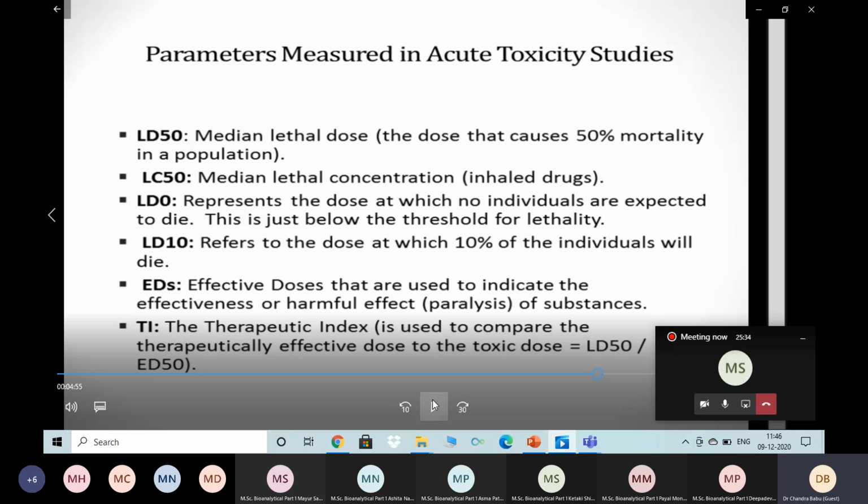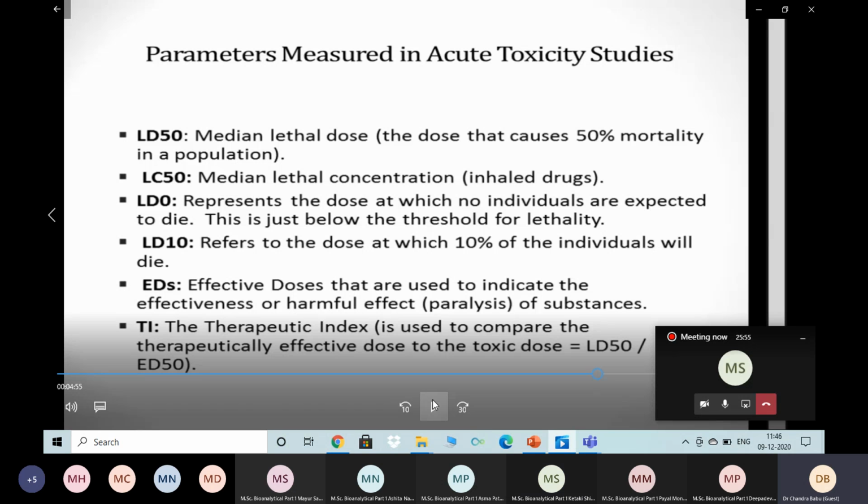Is it clear, guys? Do you have any doubts? Anything you want me to explain on this? Sir, how is the dose different from the concentration, LD50 and LC50? Okay, it seems similar at least. Okay.